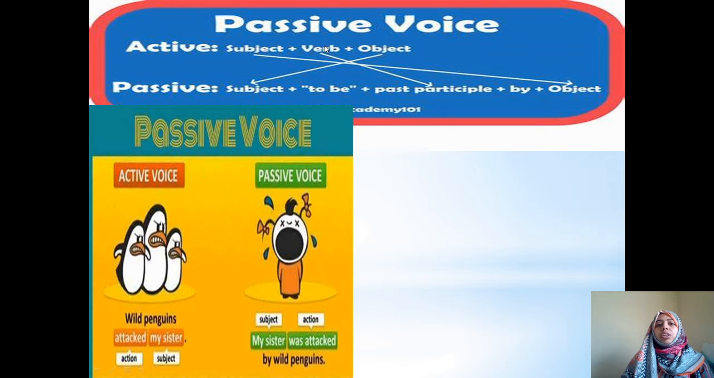In the middle, when we change active into passive voice, the verb changes into past participle with to be, and we use by. Okay, now come to the example. Wild pigeons attacked my sister. When we change into passive voice, my sister comes into the subject: my sister was attacked. It's a past participle using a helping verb, past helping verb was, by wild pigeons.